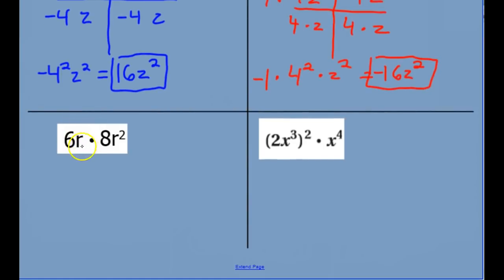Now this problem here, we're figuring out how many r's and how many other terms we have. So all we need to do for this one is create our table here. We have 1 6 and 1 r here. Here we have 1 8, but now we have 2 r's. So what we have is 6 times 8. 6 times 8 is 48. And how many r's do we have? 1, 2, 3. So r cubed. R to the power of 3.